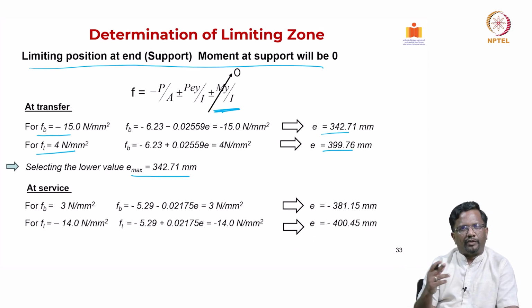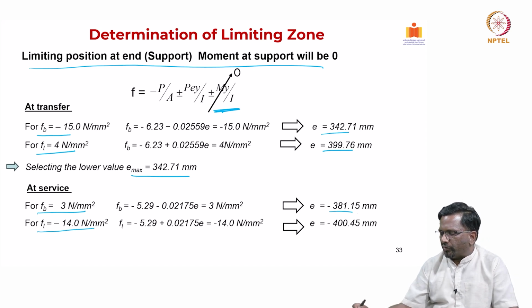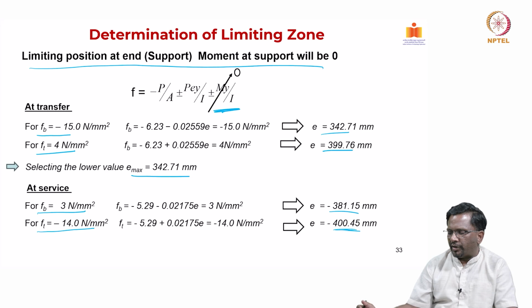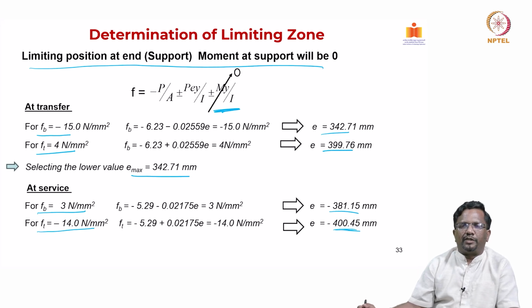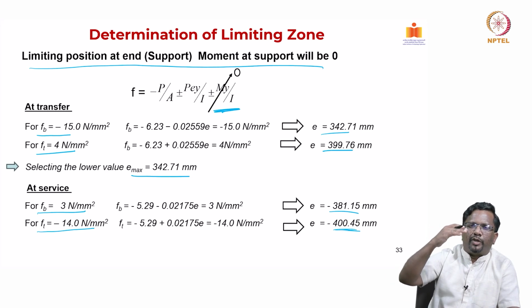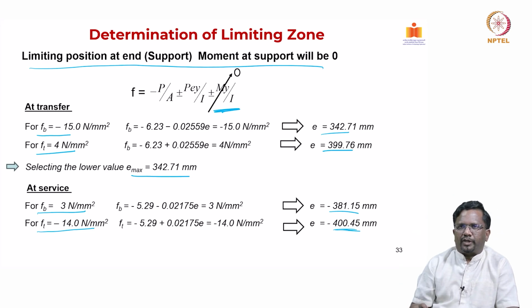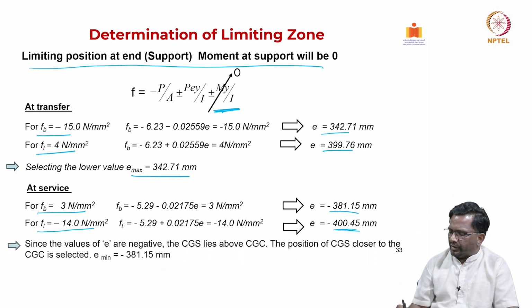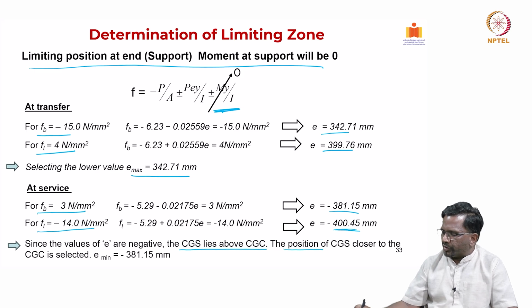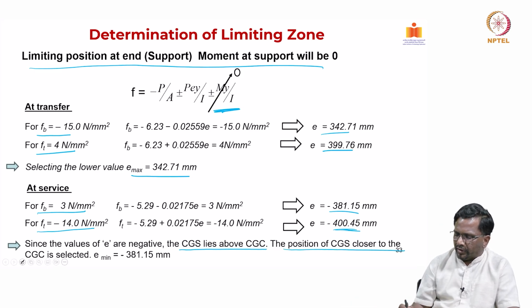Similarly, at service, we will define the E minimum value. The stress limits are 3 megapascal tension at bottom and at top it is negative 14 megapascal. If you substitute both of them, I get negative values of eccentricity. What is the meaning of negative values of eccentricity? That means eccentricity can be above the CGC, right. So that is what the meaning is. So CGS lies above CGC. The position of the CGS closer to the CGC is selected. So E minimum I am taking as 381.15 millimeter. That means whatever is closer to the CGC, that I select.